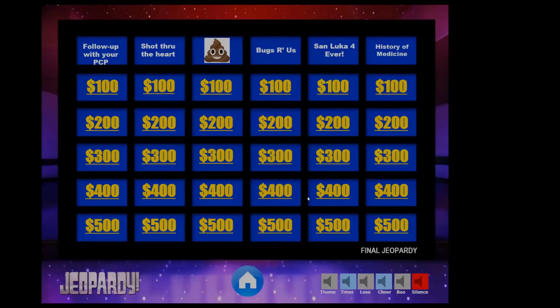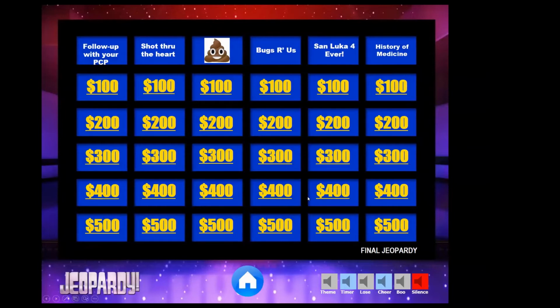All right, you guys know the rules. You pick a value and a topic, and then the question, and there is no negative, so you should guess, and there will be one daily double, which could be any one of these. So we'll start with team 1.